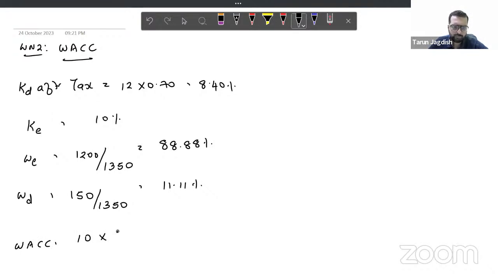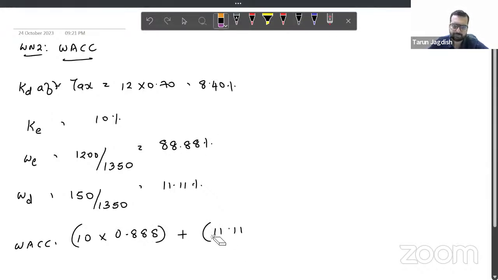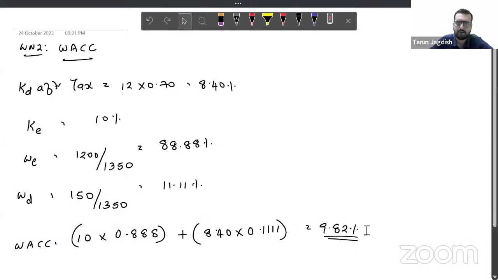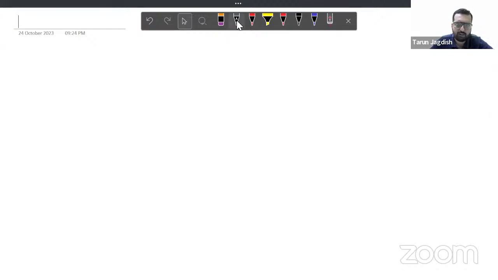10 into 0.888 plus 8.4 into 0.111. Can someone tell me what is the WACC that you get over here? Do you get the answer as 9.82%? All right. So once you get this, I'll write down the next working note.